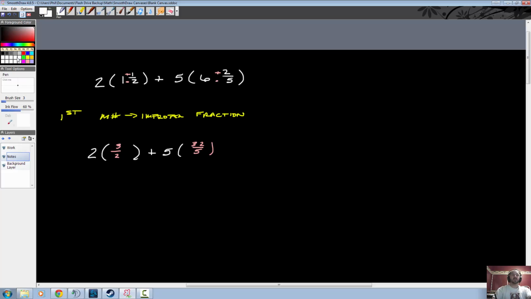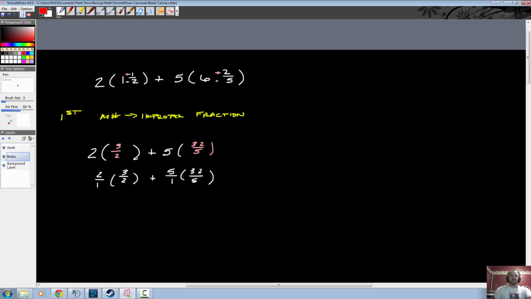Okay, now we're going to expand this out so that we can see better what we're looking at. I'm going to rewrite the 2 and the 5 as 2 over 1 and 5 over 1. That's going to help us see the multiplication of the fractions a little easier, and it's going to help us see that we can cancel some stuff. It's going to make our life quite a bit easier.